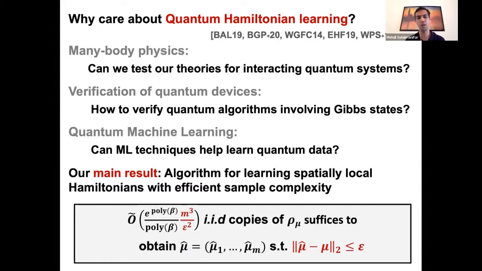We show that order m cubed over epsilon squared IID copies of the Gibbs state are sufficient for learning the interaction coefficients with error epsilon measured in the L2 norm. Here m, the number of interactions, is of the order of the number of particles, so this is just a polynomial sample complexity. And there's a constant factor depending on beta, the inverse temperature, which blows up as you go to the extreme cases of very high or very low temperatures, and this is expected.